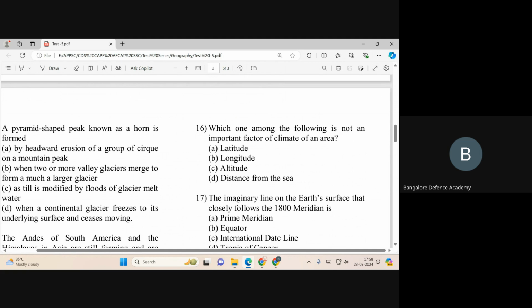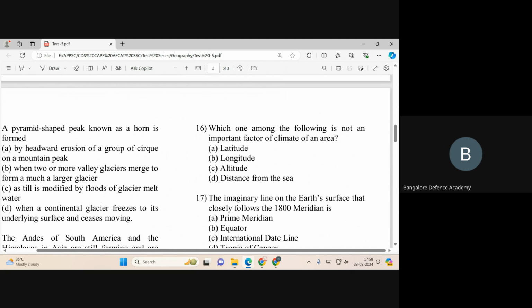Next is the altitude. Altitude means height. For example, if we take the same latitude, Bangalore is at one place, and at another place in the same latitude, let's consider Nellore in Andhra Pradesh. Both have different climates because one is near the mean sea level, and in the other the altitude is very high. Why does Bangalore have a cool climate? Because the altitude is very high.